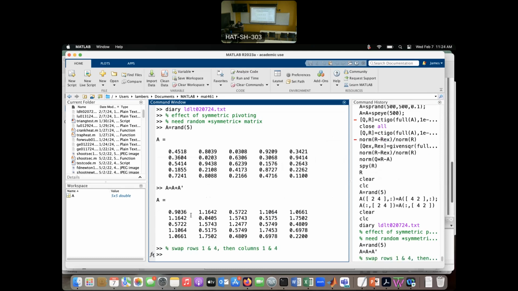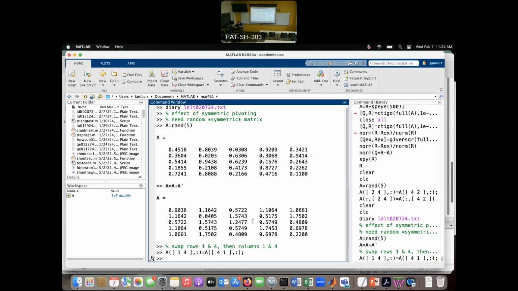So the idea is I'm going to put something else in this 1, 1 position. Okay, so what I'll do is first I'll swap the rows. So rows 1 and 4, all columns equals A rows 4 and 1, then all columns. I'll use the semicolons to not print that out. I don't want to have too much output to sift through. Now the columns. So I do all rows, columns 1 and 4 equals A, all rows, columns 4 and 1. And this time I'm going to leave out semicolons because I really do want to print this out.